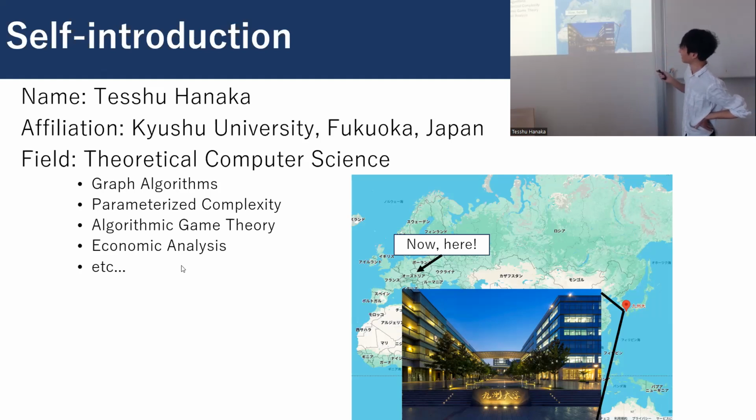My research field is mainly theoretical computer science, particularly graph algorithms, parameterized complexity, and algorithmic game theory. I am also working on economic analysis using economic data. But today I'll focus on the graph algorithm and parameterized complexity part.